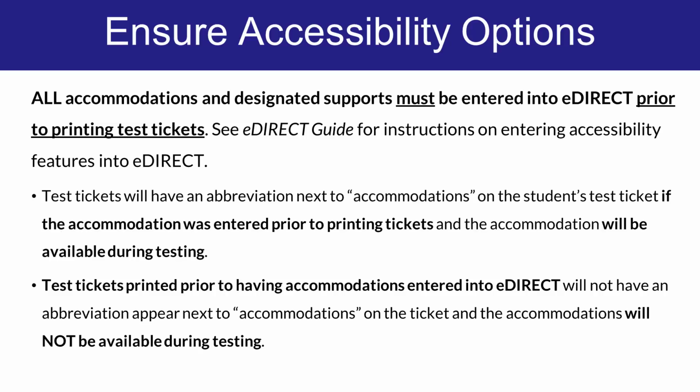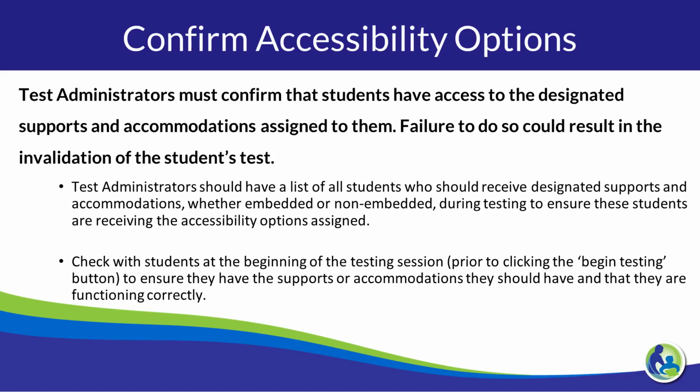If test tickets are printed prior to having these supports entered into eDirect, they will not have an abbreviation next to the word accommodations on the test ticket, and these supports will not be available to the student during testing. Test administrators need to confirm that students have access to the designated supports and accommodations assigned to them before the student starts the test. Again, the accessibility features will be listed as codes on the student's test ticket.